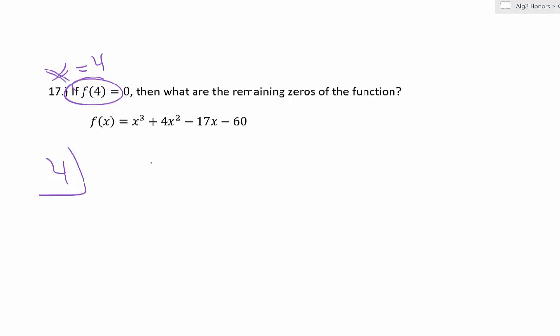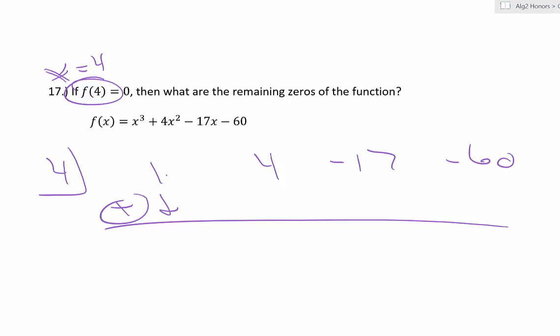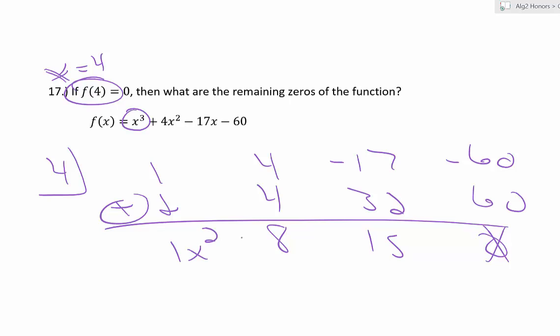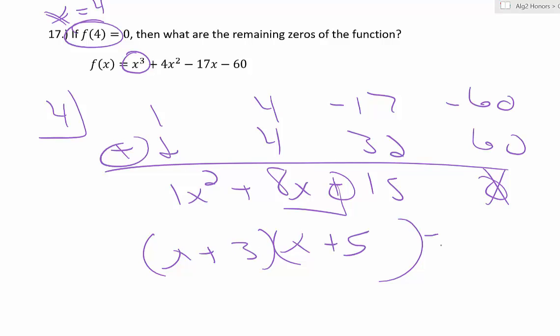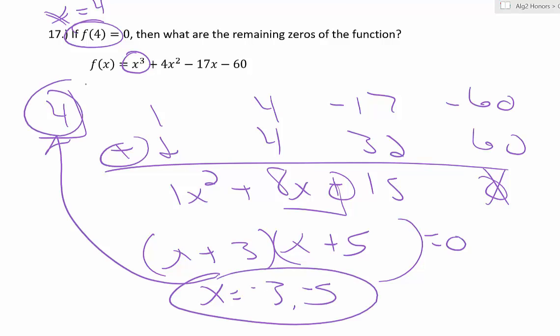So I'm going to use synthetic division. 1, 4, negative 17, negative 60. And if they're telling me that 4 is a solution, then I have to get 0 as my remainder. So I'm going to make sure this happens on the end. 1, 4, 8, 32, 15, 60. There we go. So this is now x squared plus 8x plus 15 with the factors of 15 that add up to 8. 3 and 5 are correct. Signs are the same. So x equals negative 3, negative 5, and of course we had 4 from the beginning.